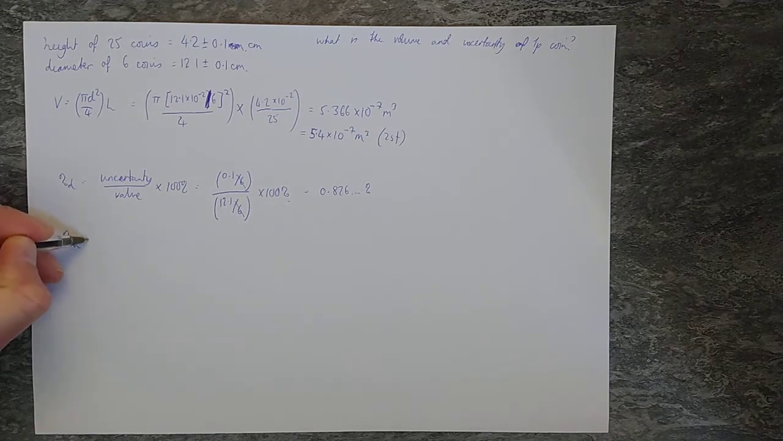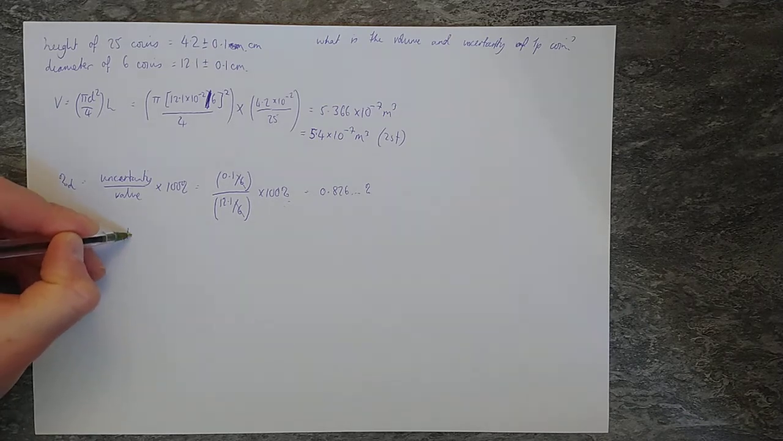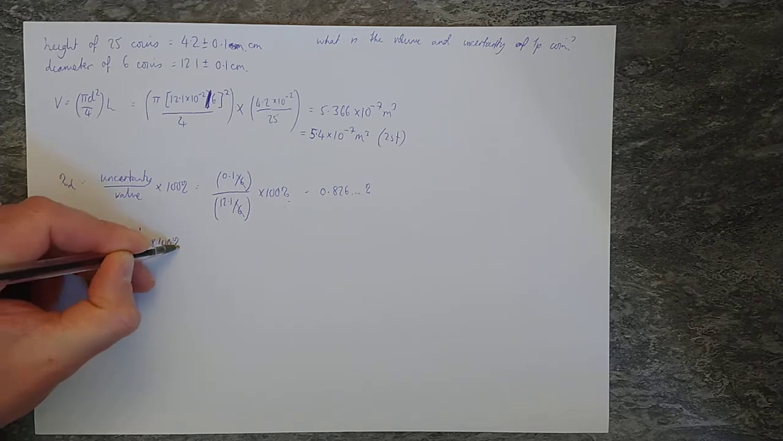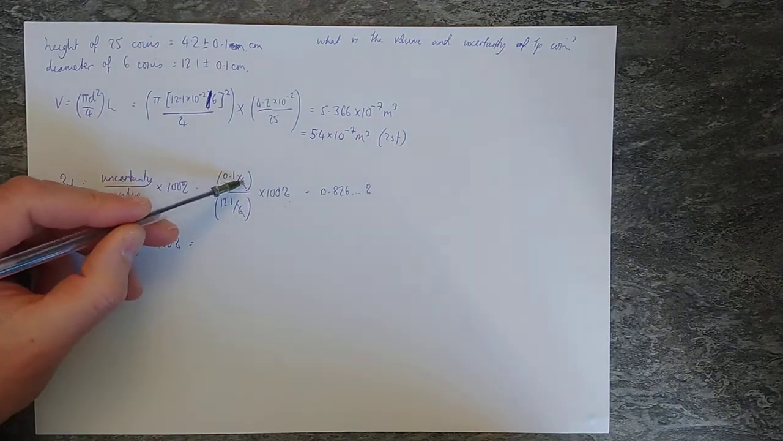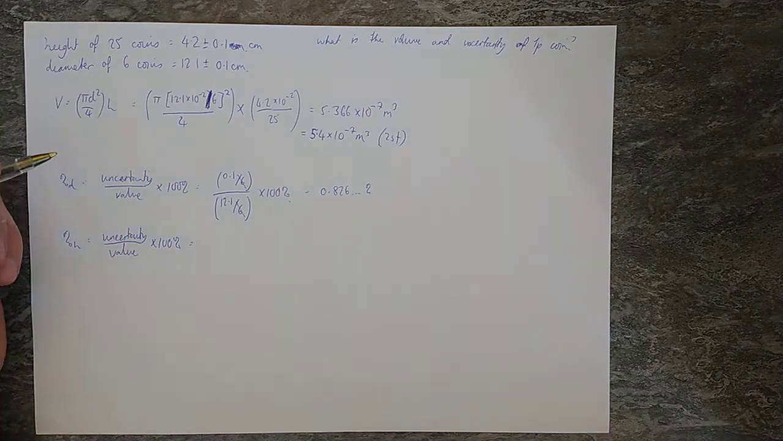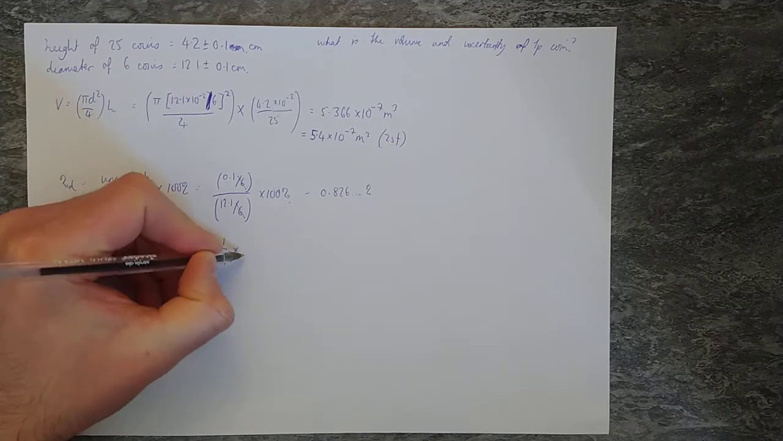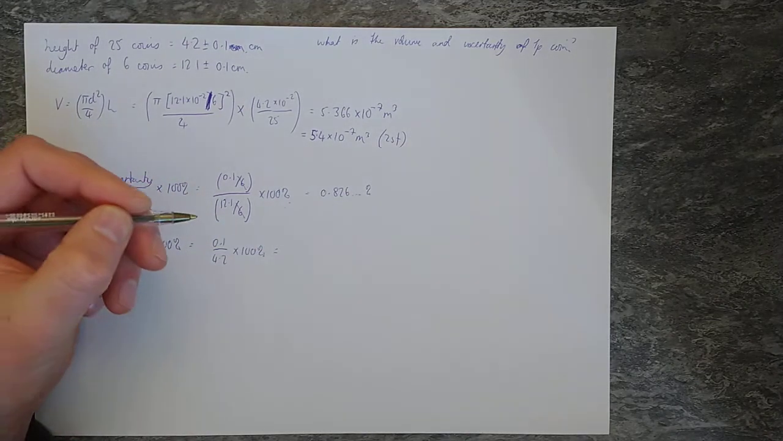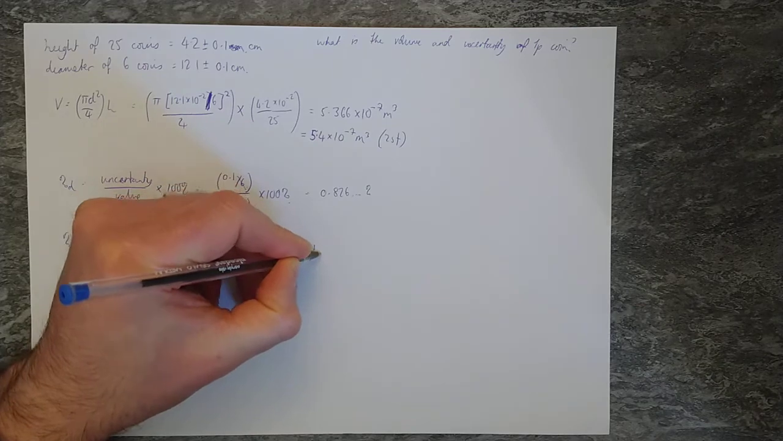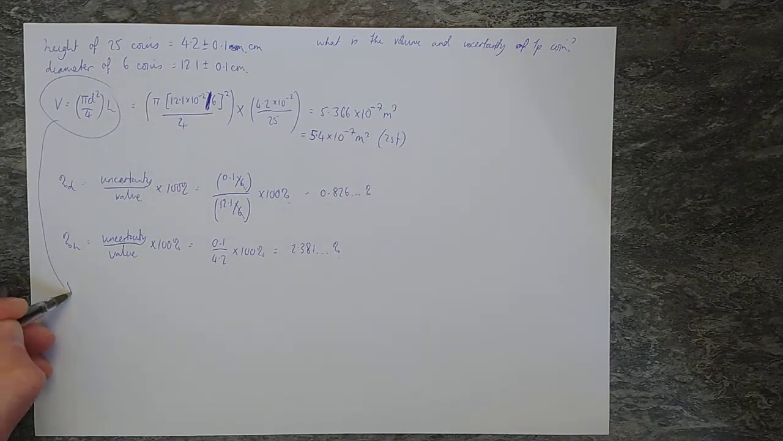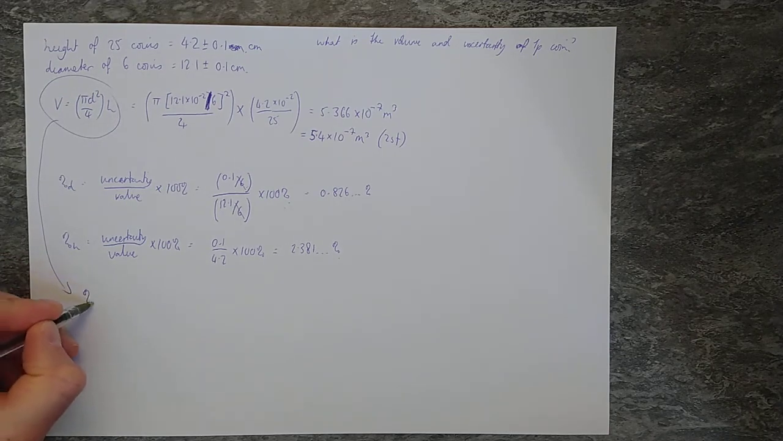The percentage uncertainty in the height, again, is the uncertainty divided by the value multiplied by 100%. Now, I'm not going to do the dividing by 25 here. I'm just going to plug the numbers straight in. So I've got 0.1 divided by the reading, 4.2, multiplied by 100%, is equal to 2.381%. Okay. I now need to look at how I calculate the percentage uncertainty in the volume. Well, what I'm going to do is take this equation here and bring it down here. So percentage uncertainty in volume.